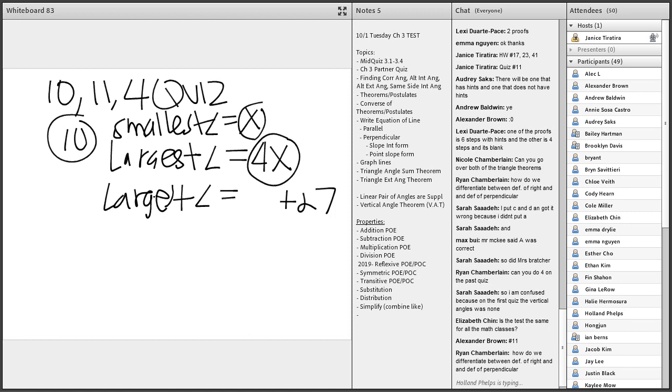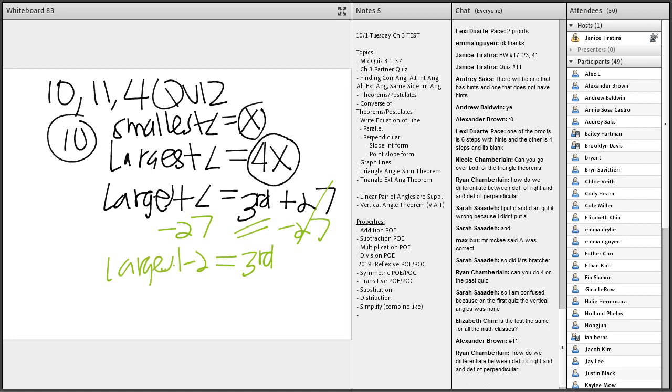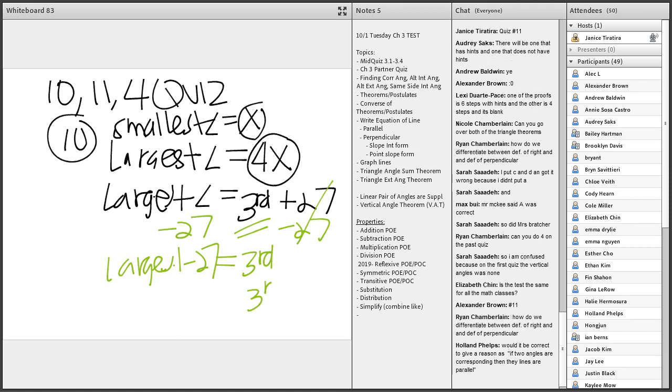Ooh, well, that's a bummer because you don't have the third. So my recommendation is solve for the third. So subtract 27 from both sides. And now you have the third angle is equal to the largest minus 27. By the way, you know what the largest is. So the third angle is 4x minus 27. Boom! Now we have 3 algebra expressions, and we're going to use those expressions to create an equation.